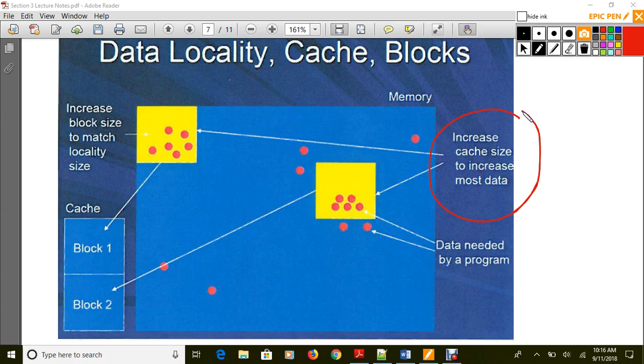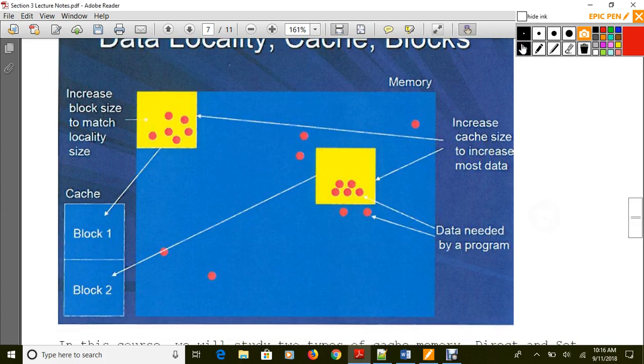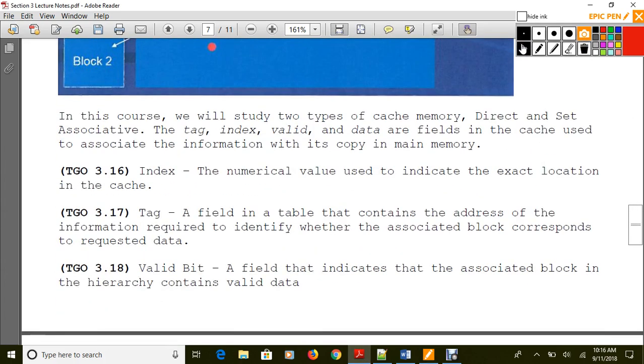Yes. If you want more cache, you have to have more cache. Right? Someone just busted out the pun gun. All right.